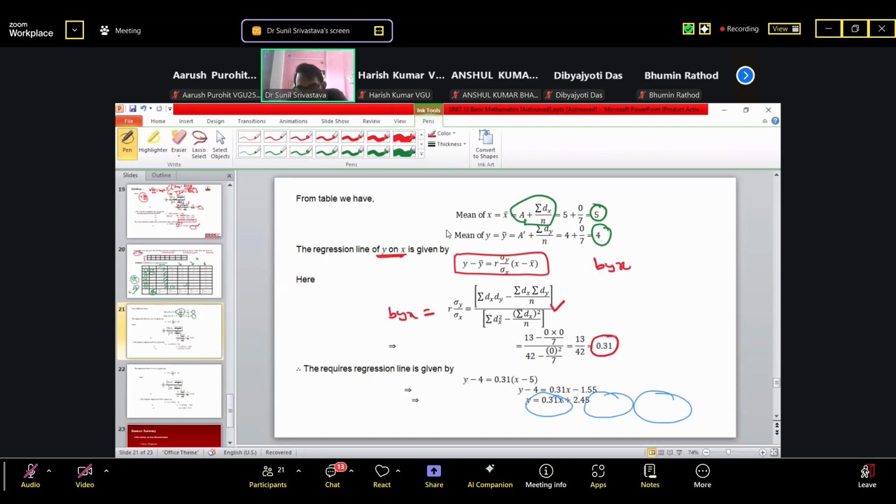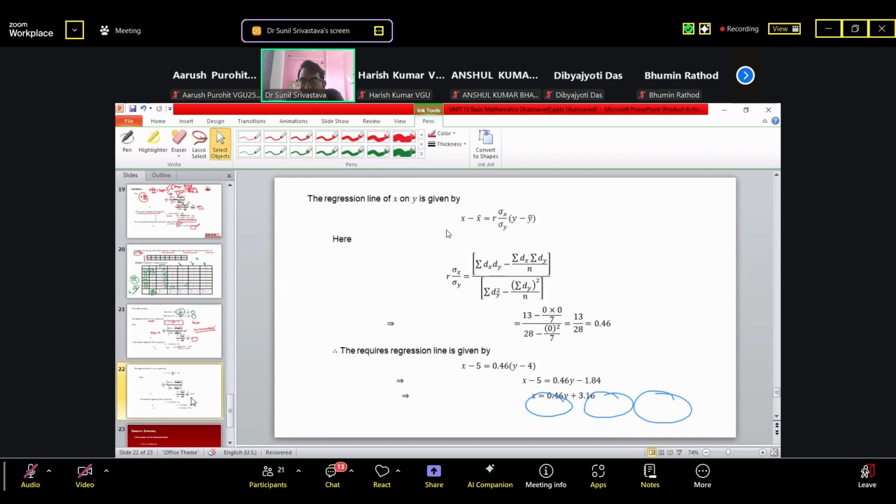And the answer here is 0.31. So the regression line is given by y minus 4 equals 0.31 times x minus 5. And finally, the answer is that y is equal to 0.31x plus 2.45. This is the answer for the regression coefficient for y on x in this case.